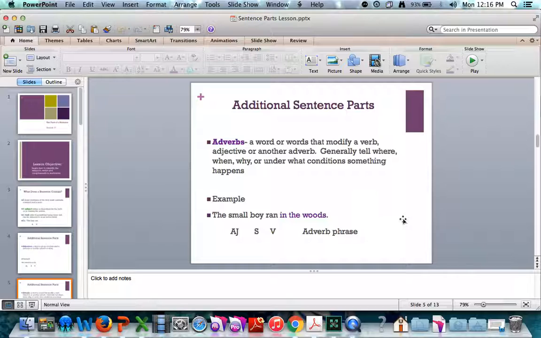Additional sentence parts also include adverbs. Adverbs are a word or a group of words that modify either the verb, the adjective, or another adverb. To identify an adverb, you can generally see if it answers the question where, when, why, or under what conditions. To add an adverbial phrase to our sentence, the small boy ran, we can change it to the small boy ran in the woods. The small boy ran where? In the woods. In the woods is identified as our adverbial phrase.